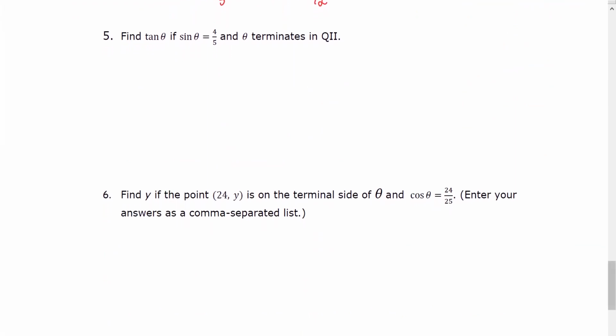In the next example, we are going to find the tangent theta. If sine theta is 4 over 5 and theta terminates in quadrant number 2, we recall that in quadrant 2, x is negative, y is positive. By definition, the sine theta is y over r, and given the value 4 over 5, that tells us y equals 4 and r equals 5. To find the x value, we know that it's going to be negative since theta is terminating in quadrant number 2.